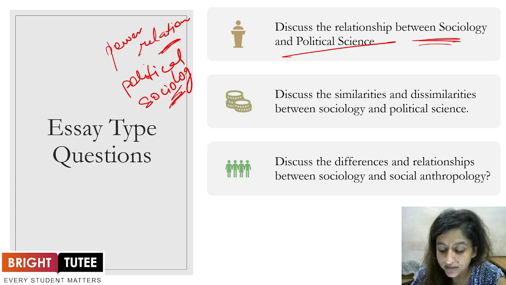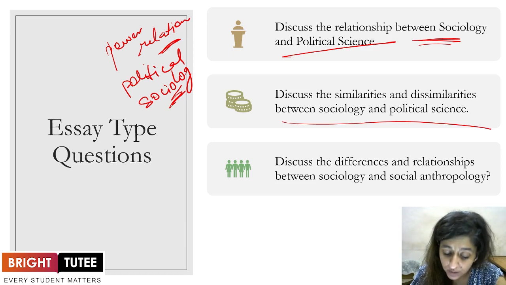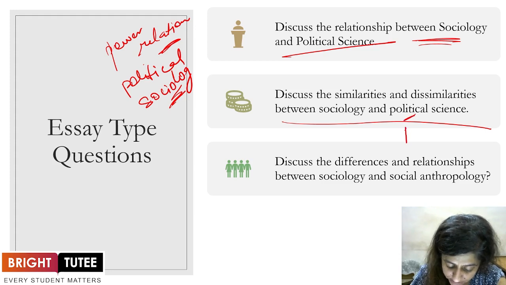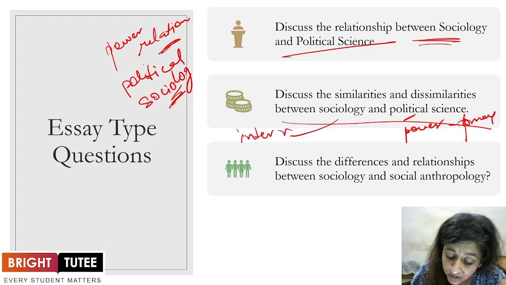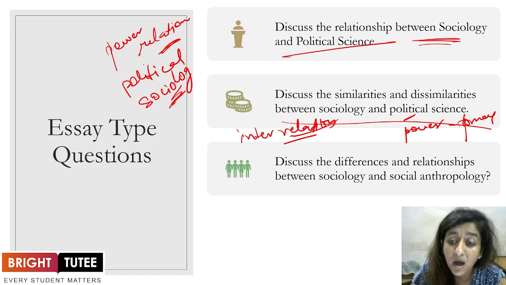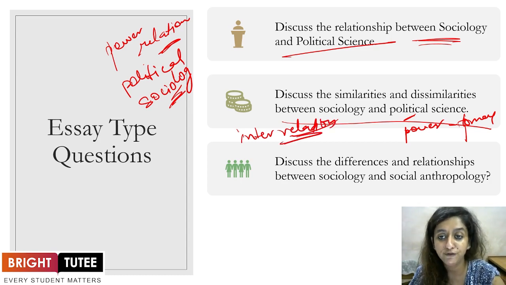Discuss the similarities and dissimilarities between sociology and political science. We have just studied the similarities, so talking about the differences: political science is only the study of power, that is, the legal power embedded in the formal organizations, whereas sociology looks at the interrelationships of power dynamics, and that is the major difference.